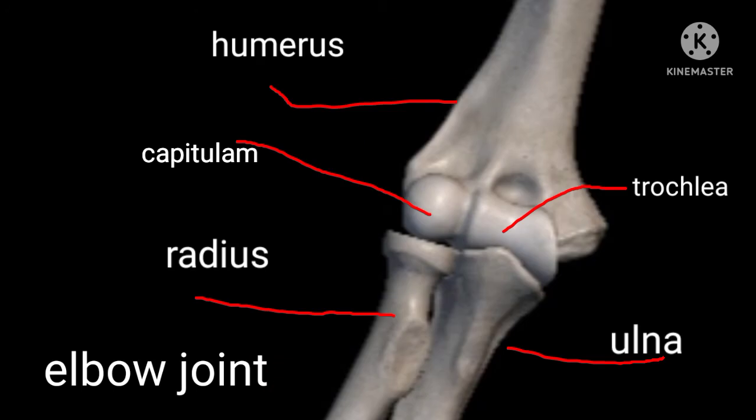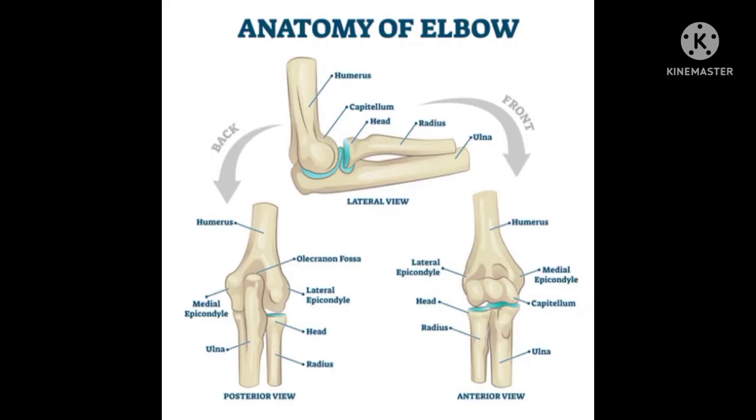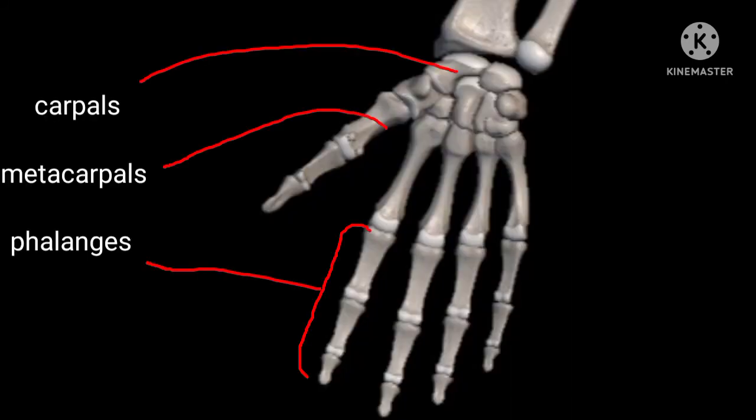Let's see the elbow joint. The humerus joins with the radius and ulna. The capitulum of the humerus joins with the radius and the trochlea of the humerus joins with the ulna. Here is the anterior and posterior view of the elbow joint. There are 8 carpal bones in each wrist, and in both hands there are 16 carpal bones in total. Then the metacarpals are 5 in number. They make the palm of the hand, and the phalanges are the bones that make the digits or fingers of the hand.